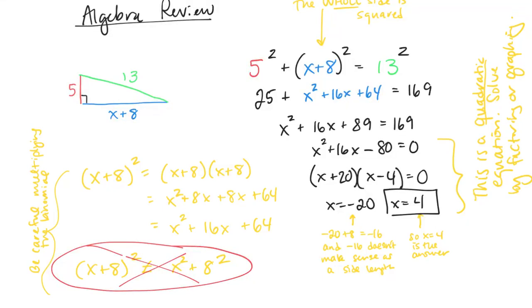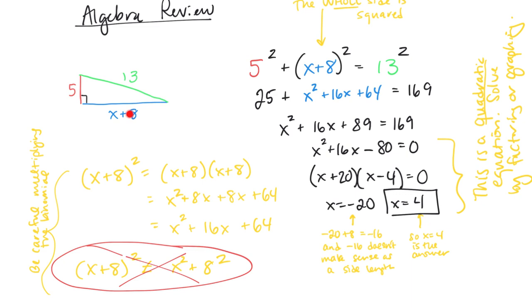Hi everyone, I want to take a quick second to walk you through a little bit of an algebra review that's necessary for some of the problems you're encountering in this section. On the left here, I have a right triangle where one of the sides is not just a simple variable, it's what we call a binomial, which is a combination of a variable and a constant. There's two terms in here, x and plus 8.